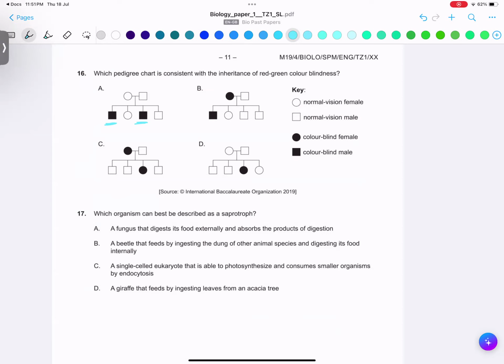This does work because if the mother carries it, she can give one of her X's. So she's X normal, X colorblind. The girl is probably heterozygous, or she doesn't have it, or she carries it. So I guess it's A because it does work with color blindness.